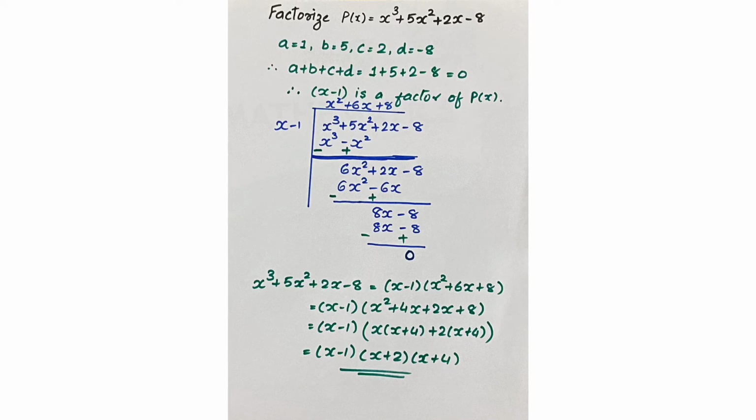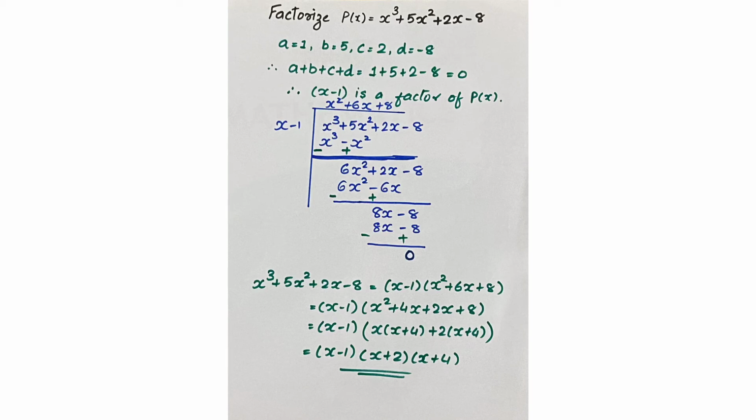Now let us see the criteria for x minus 1 to be a factor. What is that? a plus b plus c plus d should be equal to 0. So now a plus b plus c plus d is equal to 1 plus 5 plus 2 minus 8, which is equal to 0. So x minus 1 is a factor of p of x. Now we have to factorize it, and you know how to factorize it using the long division method. When you factorize it using the long division method, you will get the quotient as x square plus 6x plus 8. So now we can write x cube plus 5x square plus 2x minus 8 as x minus 1 into x square plus 6x plus 8.